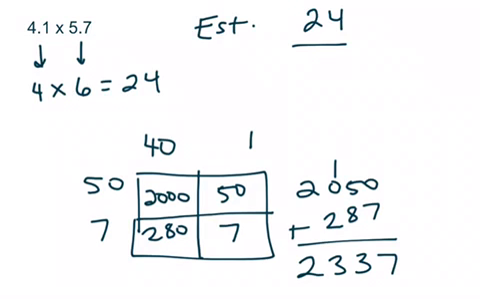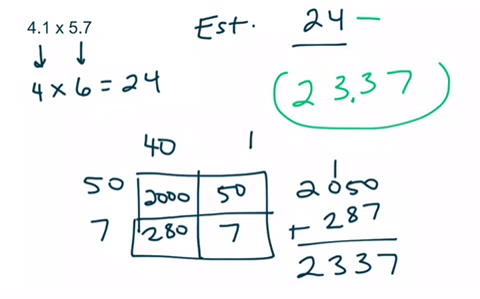That is way too big. Alright, look at my estimate. My estimate is 24. So when I take these digits, I need to think to myself, okay, where do I need to put the decimal for this answer to make sense? I'm going to put it right here and make it 23 and 37 hundredths.